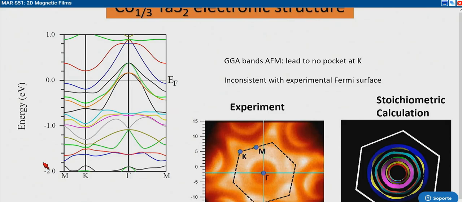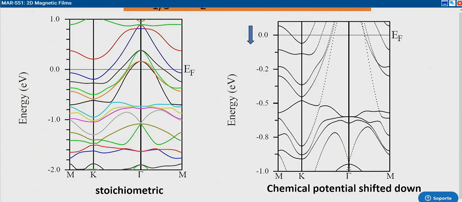So what we said is, okay, probably we don't have an excellent control of how much cobalt we have in the system. So what happens if we lower the chemical potential? If you do that, you can create an extra pocket here and an electron pocket down here. And we will see that this fits much better the Fermi surface that is obtained experimentally.